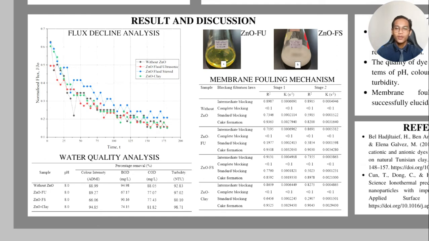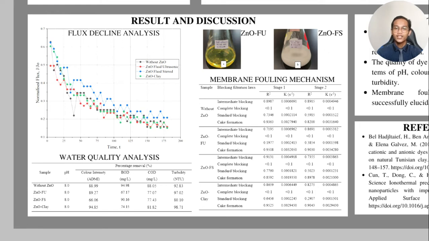The performance of membrane filtration was observed through the graph of normalized flux against operating time. Based on the graph, it can be seen that ZnO clay gives the best result of flux decline, followed by ZnO fluid stirred and ZnO fluid ultrasonic. This is believed to be because the high impurity of ZnO fluid may reduce the performance of ZnO as a photocatalyst, although the improvement of treated wastewater quality can be seen.